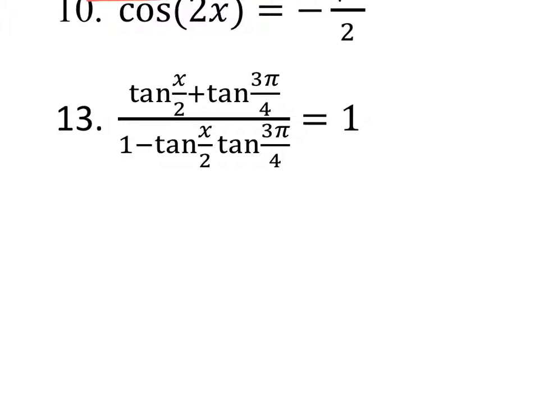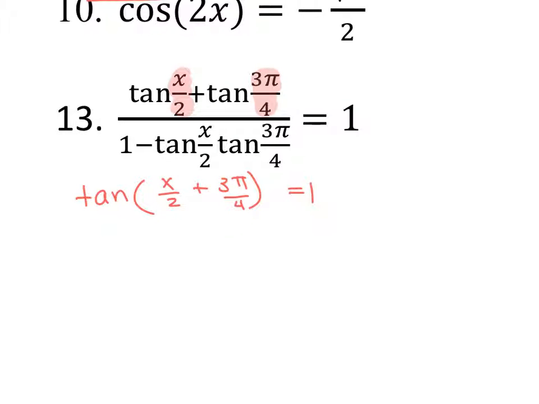Now what is this? Does this remind you of some formula for the tangent, where a is x over 2 and b is 3 pi over 4? So that would give me tangent of x over 2 plus 3 pi over 4 equals 1.